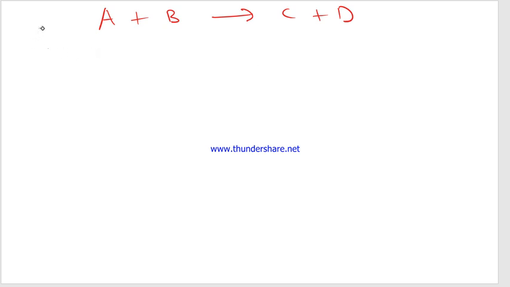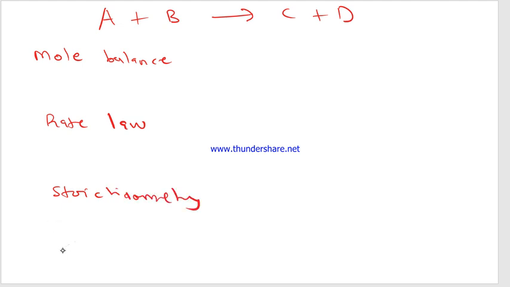So now, you remember the 5 steps of reactor design. The first one is mole balance. The second one is what? The rate law, determine the rate law. The third one is what? Stoichiometry. The next one is what? Combine. And the last one is what? Evaluate. So 1, 2, 3, 4, 5. Those are the 5 steps you need to pay attention to.